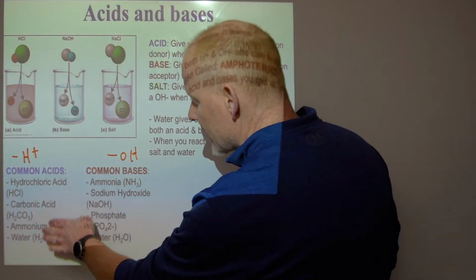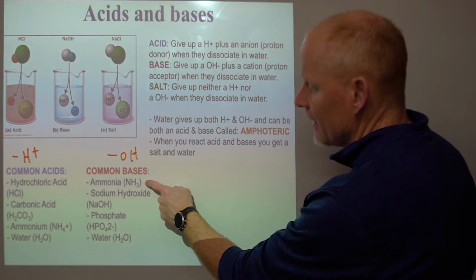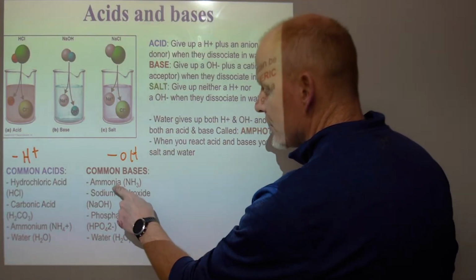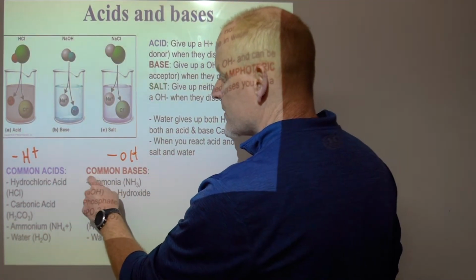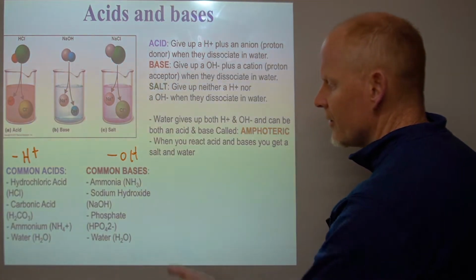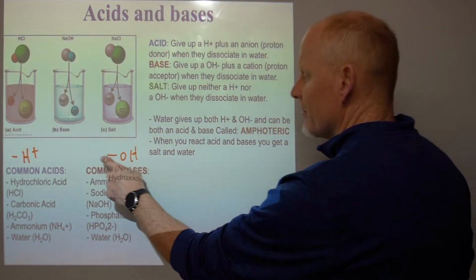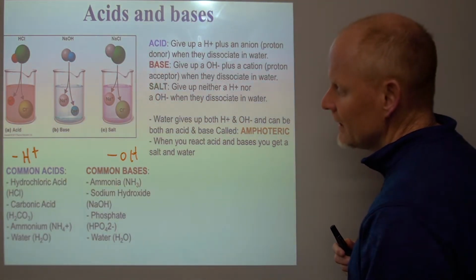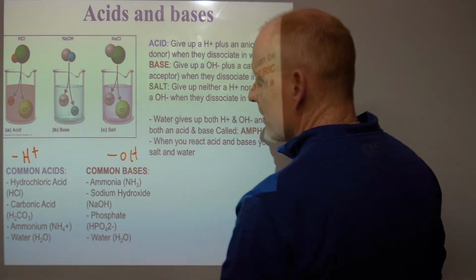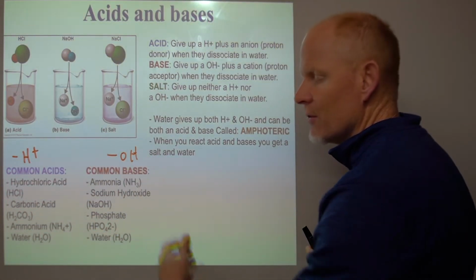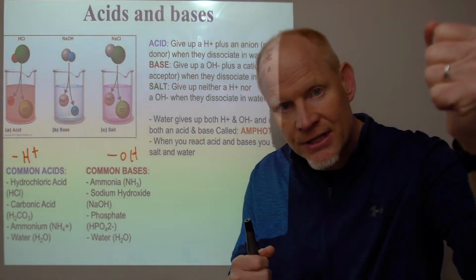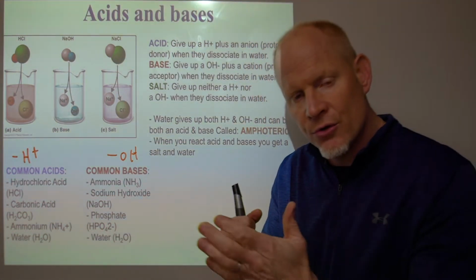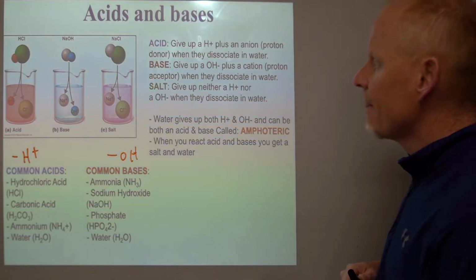So these are common acids. Here are some common bases. Ammonia likes to actually absorb protons to become ammonium. Sodium hydroxide gives up a hydroxide, which will combine with protons to form water, right? H plus OH equals water. Phosphates can absorb protons, and water can also absorb protons because it can break down into hydrogens and then add that excess proton to the hydroxide groups.